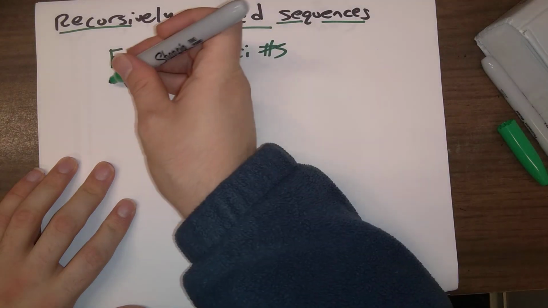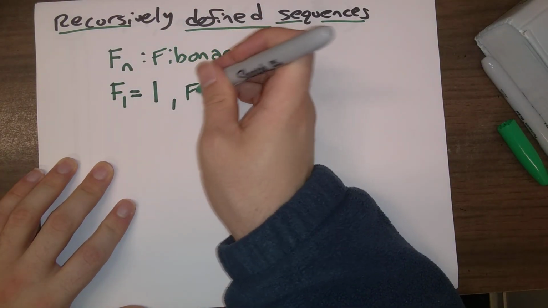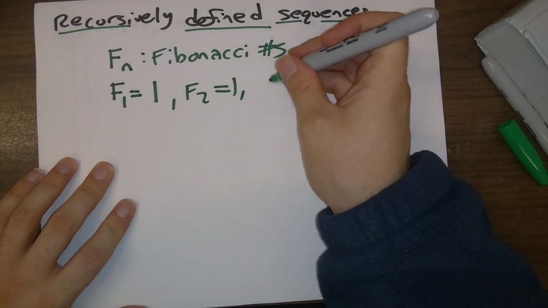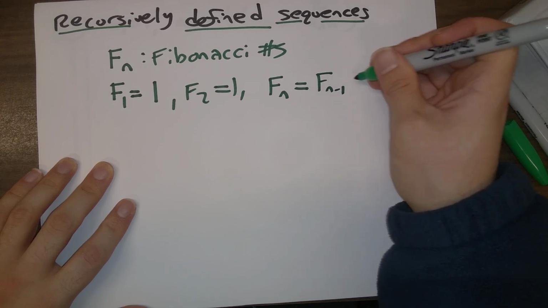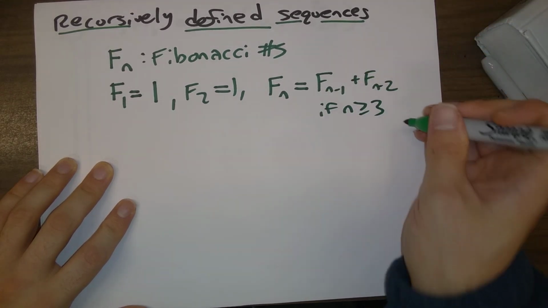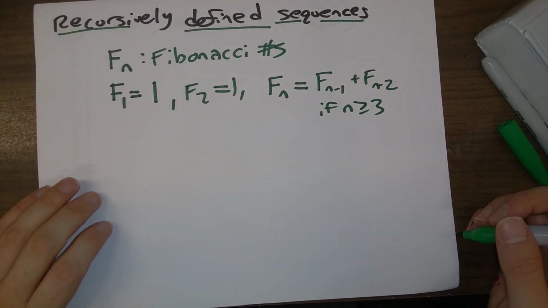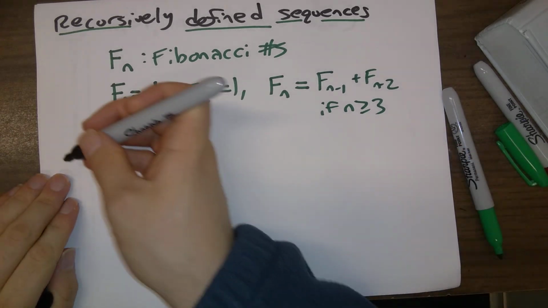And so how am I going to define it? F sub 1 is going to be 1. F sub 2 is going to be 1. And F sub n is going to equal F sub n minus 1 plus F sub n minus 2 if n is at least 3. So you take the two previous numbers and you add them together. And that's how you write down the Fibonacci numbers.